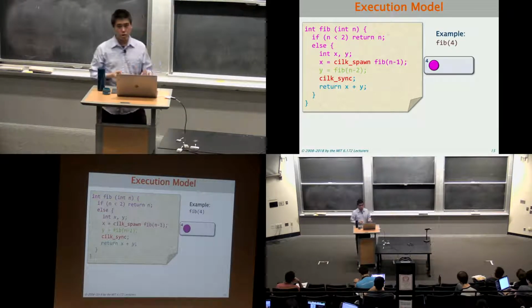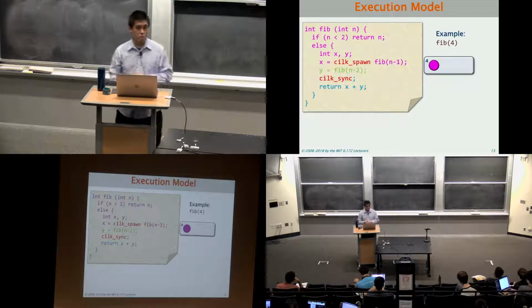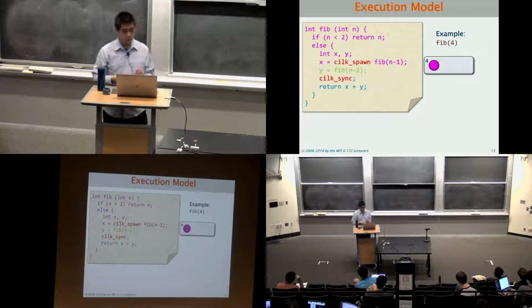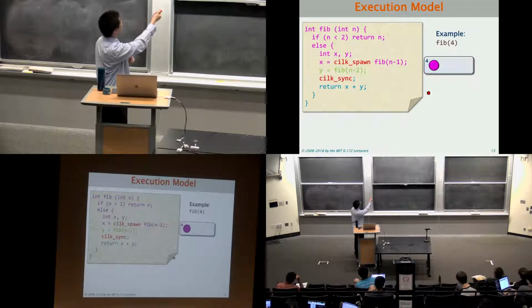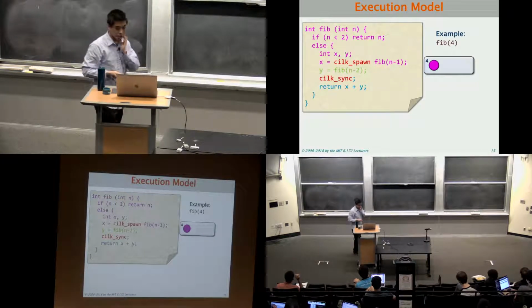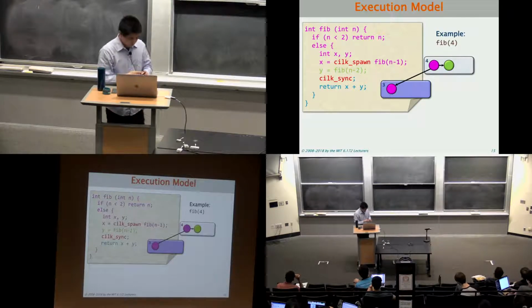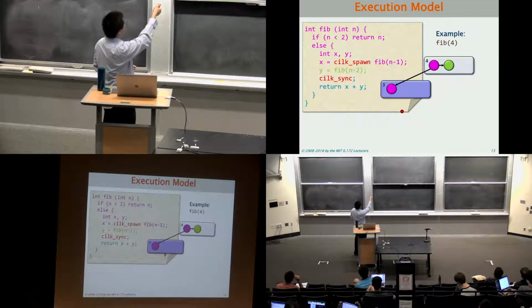This illustration is similar to the computation graphs that you saw in the previous lecture, but this is happening in parallel. I'm only labeling the argument here, but you could also write the local variables there; I didn't do it because I want to fit everything on this slide. So what happens when you call fib of 4?